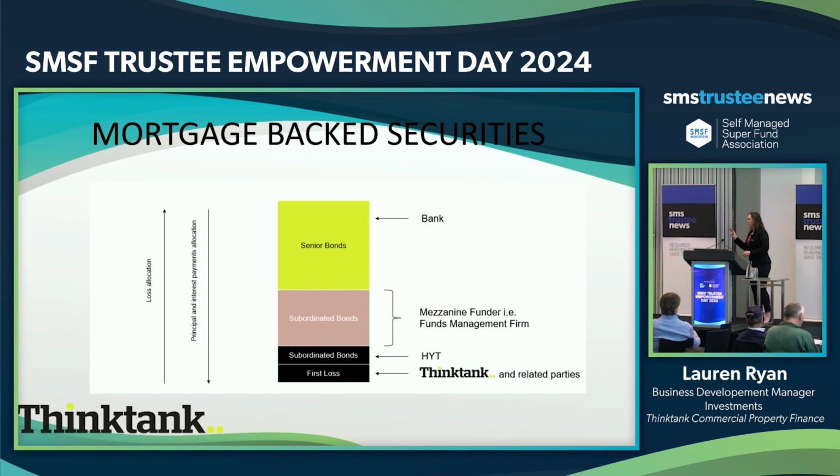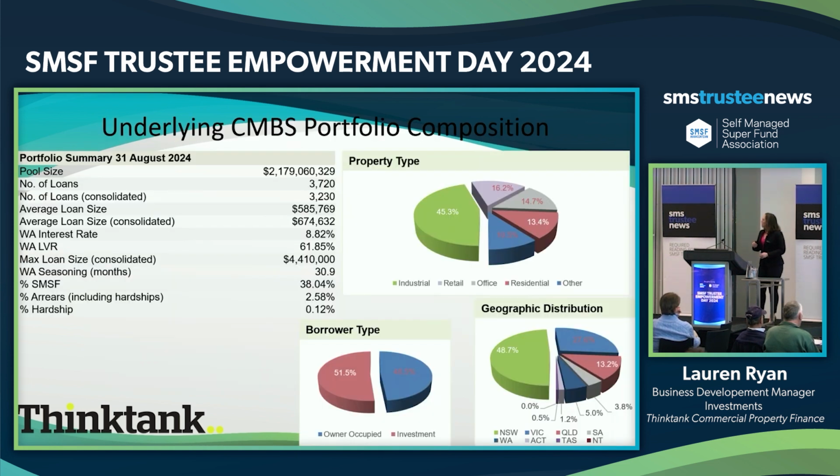Because you're investing in a subordinated bond when you invest in the high yield trust, you are exposed to losses if they occur before the bank is. So essentially all of the capital comes in at the top of the waterfall at the end of every month. We pay the bank first, and then we pay our subordinated bonds, and then we pay the high yield trust, and then we pay Thinktank's capital. And the remaining income that's left over is called the excess spread, and that's Thinktank's income.